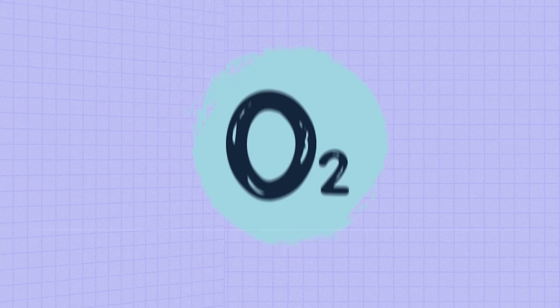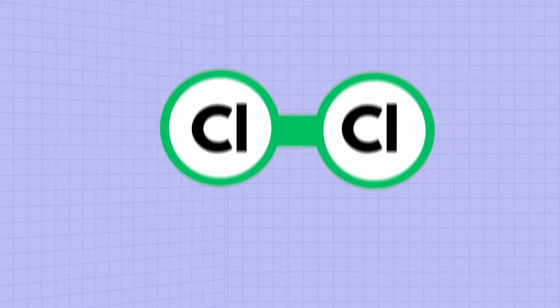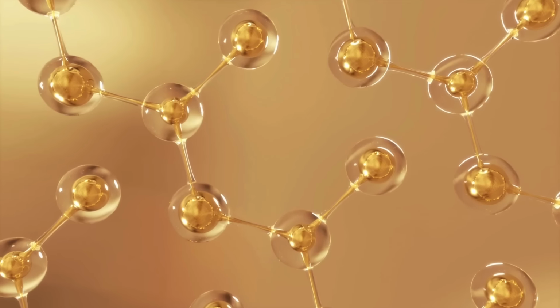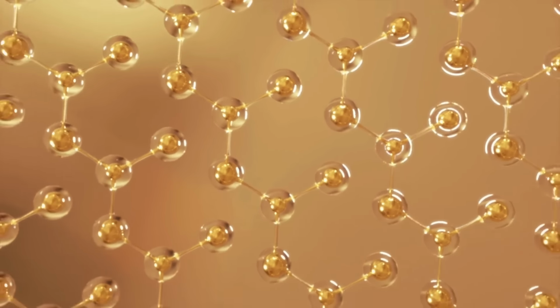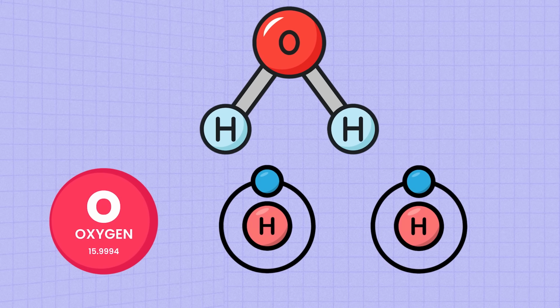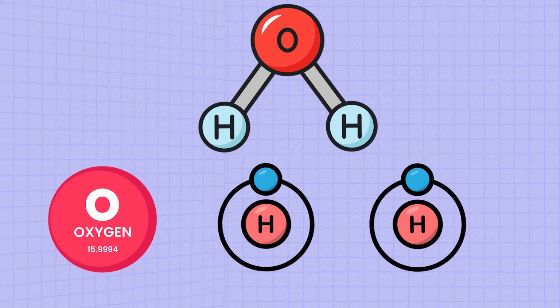Molecules of elements. These are made of the same type of atom. For example, Cl2 is made of 2 chlorine atoms. Molecules of compounds. These are made of different types of atoms. For example, H2O, water, is made of hydrogen and oxygen atoms.